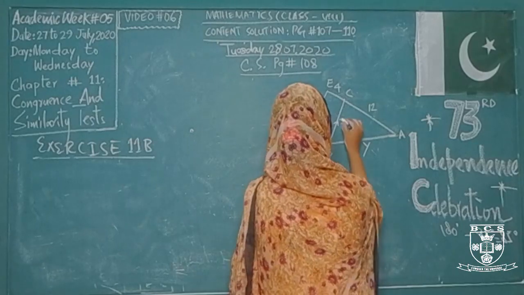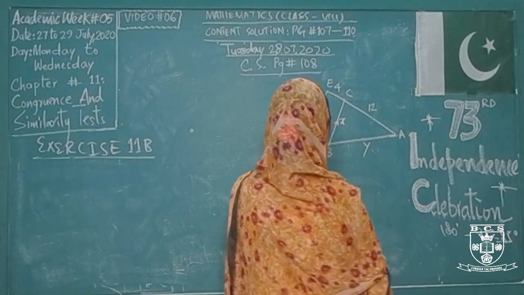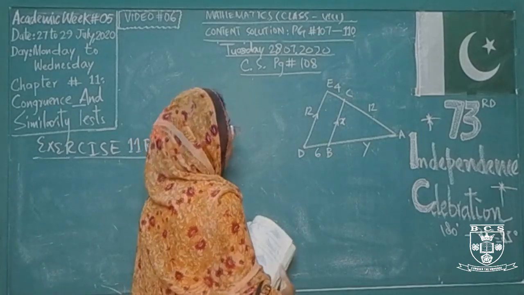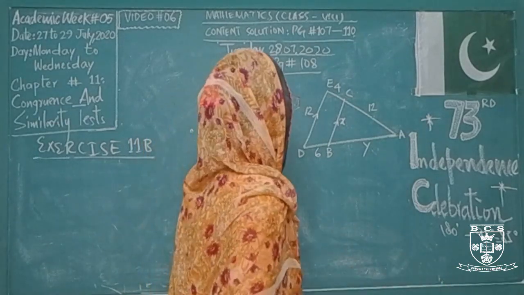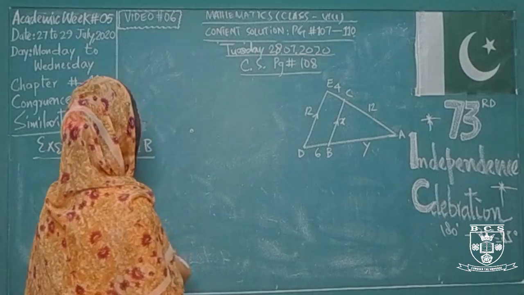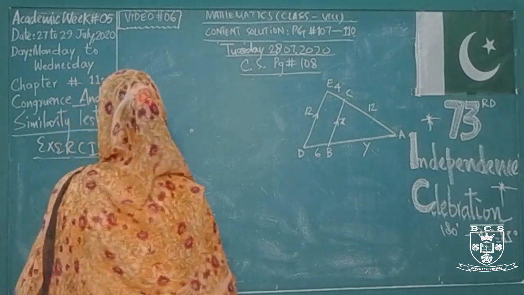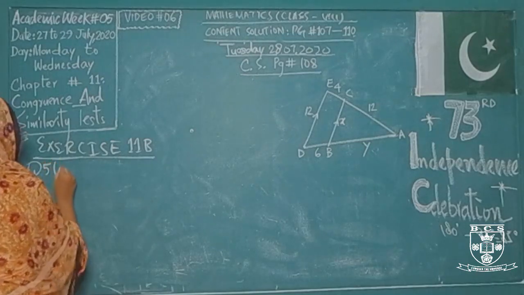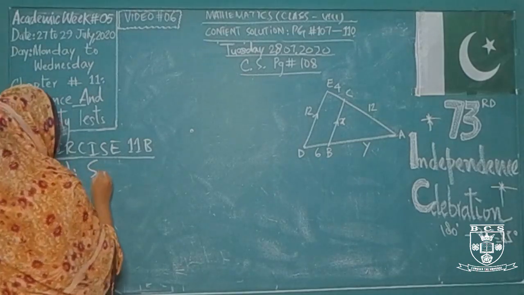These are the overall measurements for the 2 different triangles, and what we have to do is find out the value of variable x and variable y with the help of the different similarity tests. Question number 5 part A, solution.